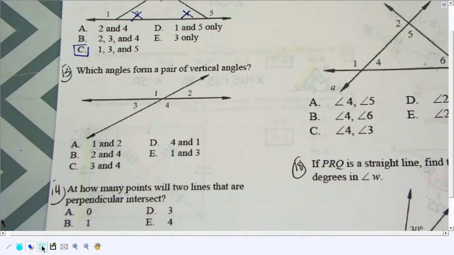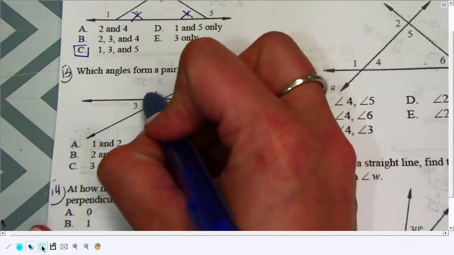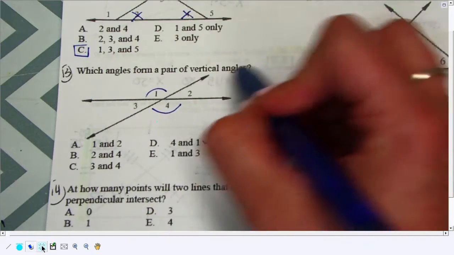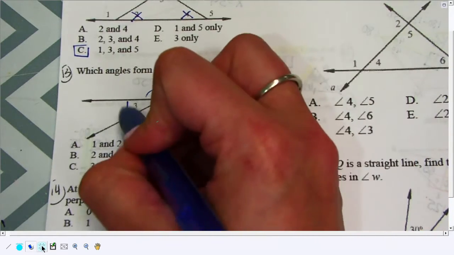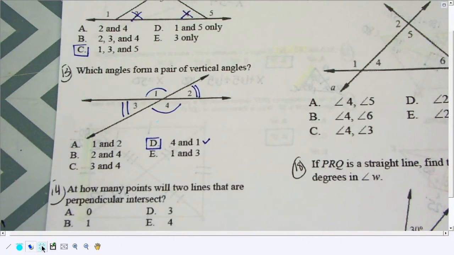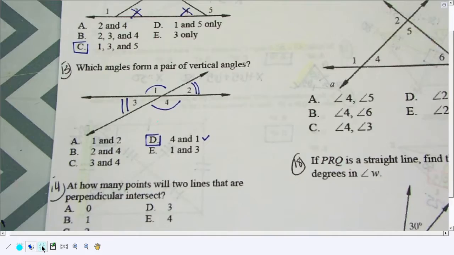All right, what angles are vertical angles? Vertical angles are across from each other, so the correct answer would be 1 and 4, and I see that is an answer. You could have also chosen 2 and 3. However, 2 and 3 is not an option, so that's why the correct answer is D. 2 and 3 are still vertical, it's just not an answer choice.